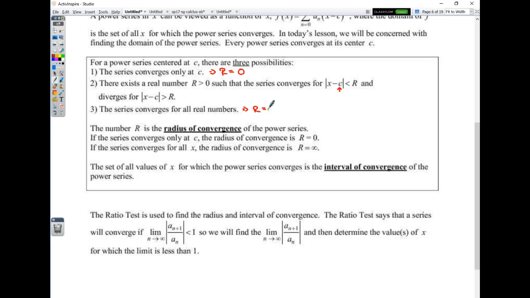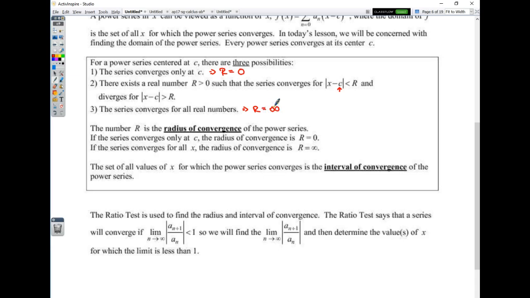It wouldn't be n. It has to be an actual value. I want a radius that will include every single number ever created. What would it be? Go ahead, take it to the extreme. It's got to be infinity.